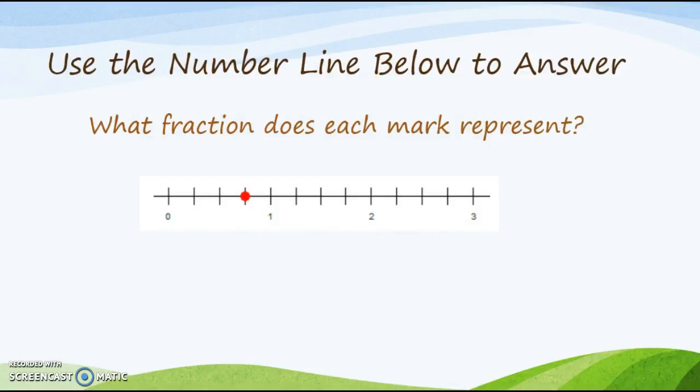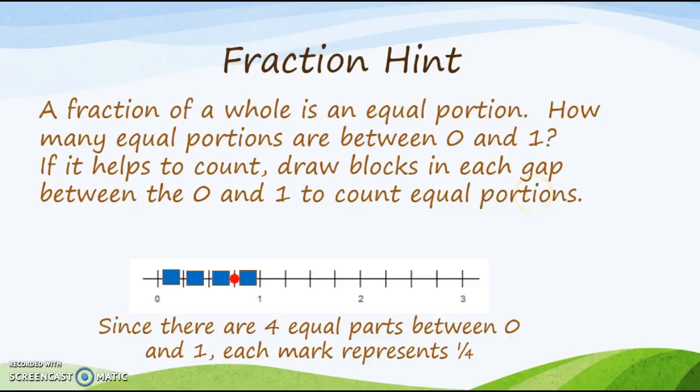Use the number line below to answer this question. What fraction does each mark represent? So here's a fraction hint. A fraction of a whole is an equal portion. So how many equal portions are between 0 and 1? It might help when you're counting this to draw blocks in each gap between the 0 and 1 so that you're counting equal portions. So since there are 4 equal parts between 0 and 1, each mark represents 1/4.